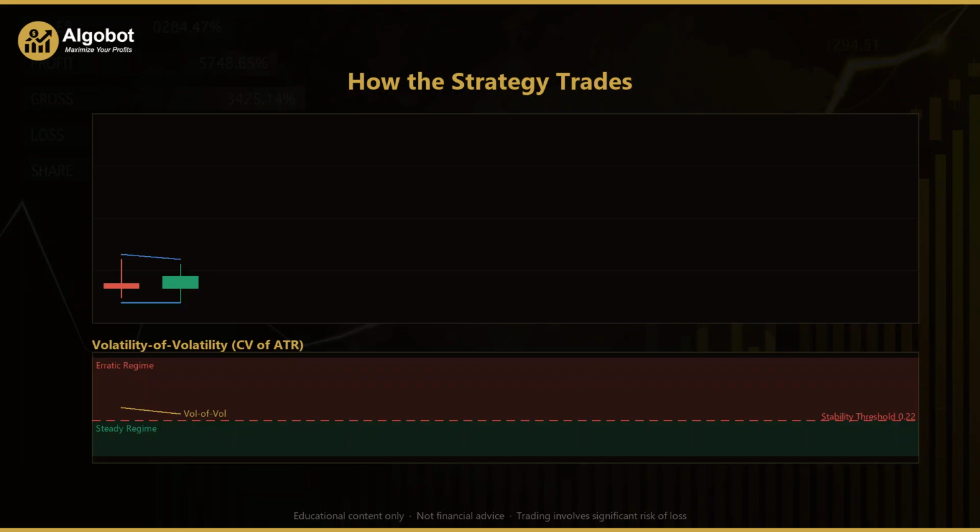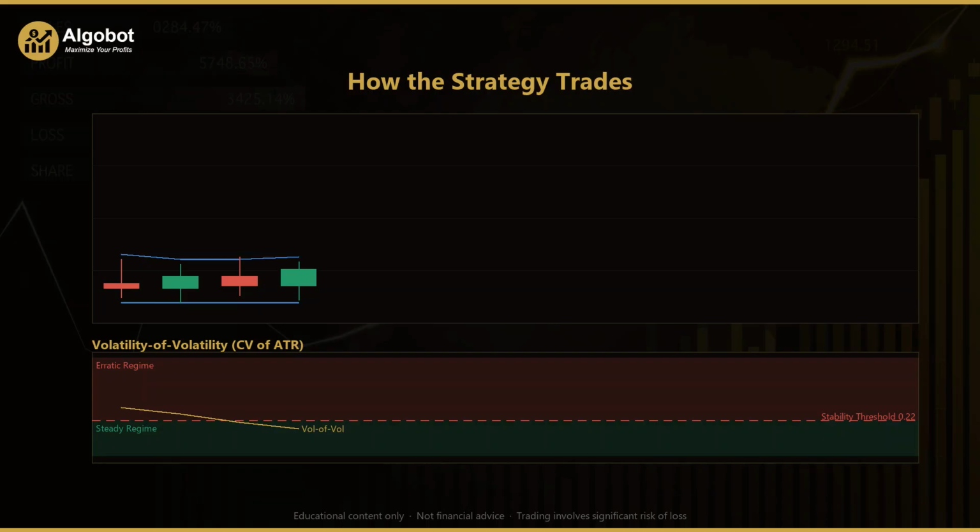Now let's bring the whole strategy to life on a chart. On screen you can see a candlestick sequence with the Donchian channel drawn as an upper and a lower boundary across the price. Below the price is a subpanel showing the volatility-of-volatility, our coefficient of variation of ATR, with a dashed line marking the stability threshold at 0.22. Everything below that line is the steady zone, shaded green, and everything above it is the erratic zone, shaded red.